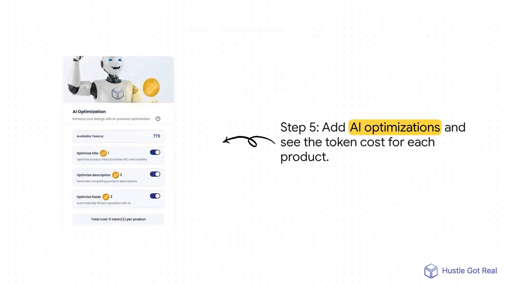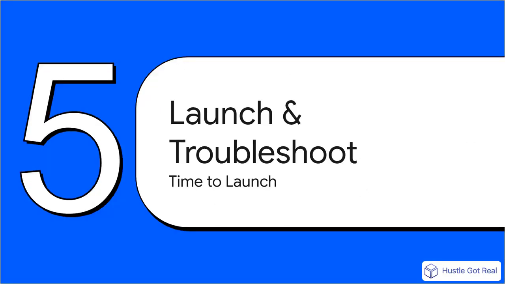And just because we're playing in the advanced settings doesn't mean we lose out on that AI magic. Step 5 brings back all those same great optimization options. You can add them in, and the system shows you exactly how many tokens you have and what the cost is going to be for each product. No surprises. All right, we have painstakingly built our perfect set of rules. Our publishing machine is ready. It is time for launch.